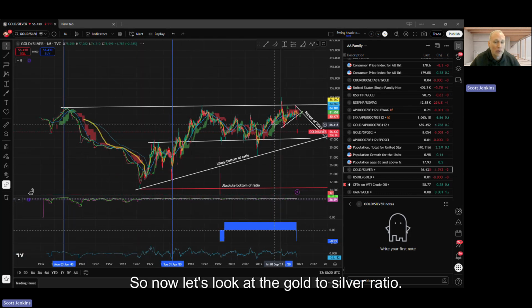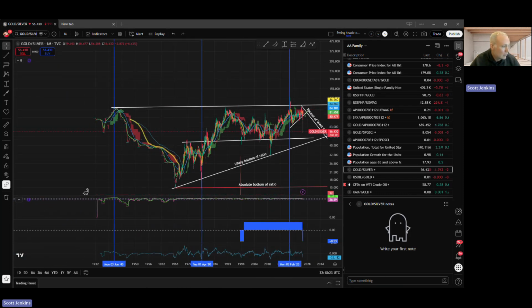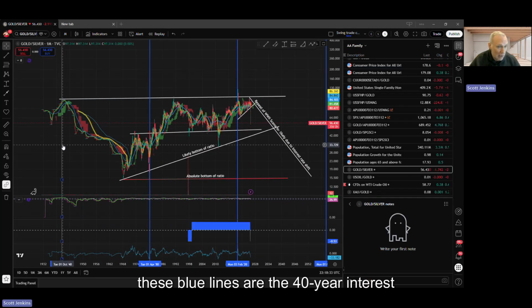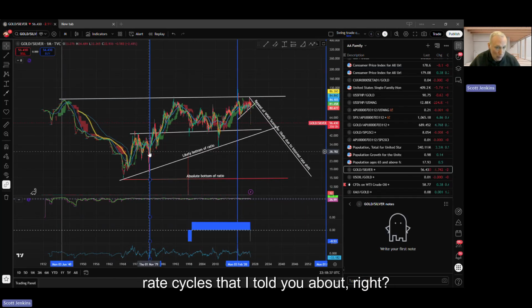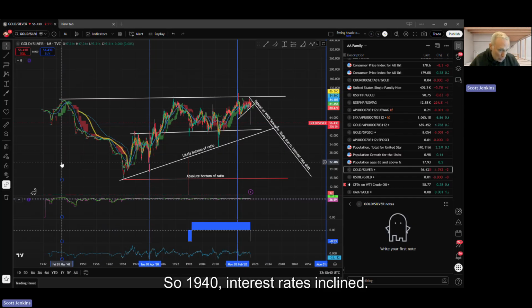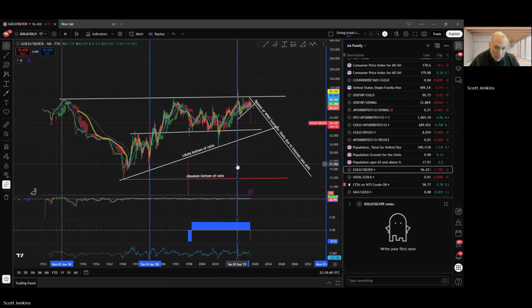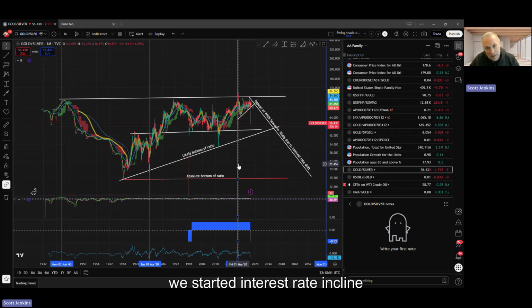So now let's look at the gold to silver ratio. I'm going to now teach you how to use ratio charts a little bit better to take advantage of these arbitrages. All right. So I have these blue lines, the 40-year interest rate cycles that I told you about, right? So 1940, interest rates inclined. 1980, interest rates declined. 2020, we started an interest rate incline environment.